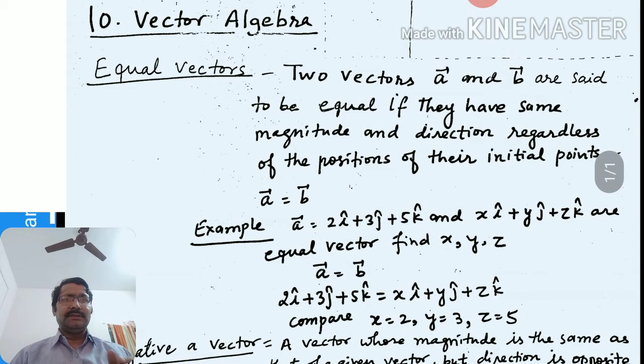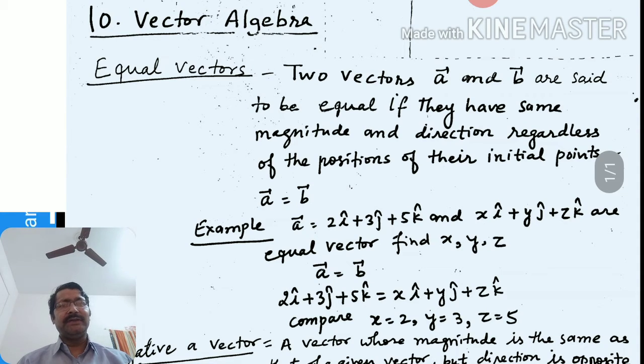Regardless of the position of their initial point, means we will not check what the initial points are. We will check only the magnitude and direction. If magnitude and direction are the same, that will be an equal vector. How can we represent that equal vector? A equal to B, we will write.